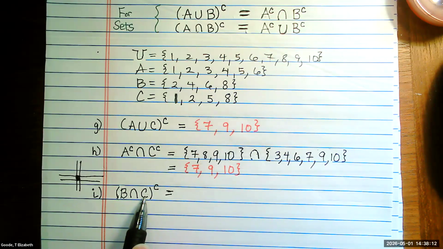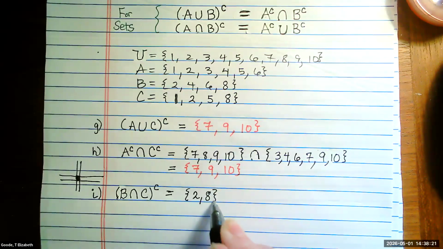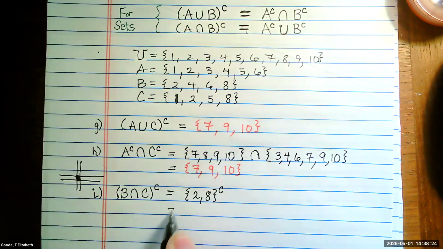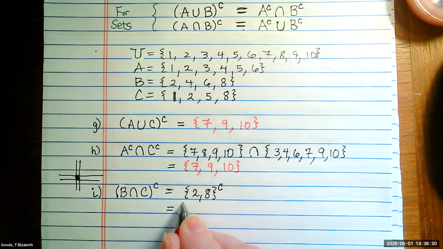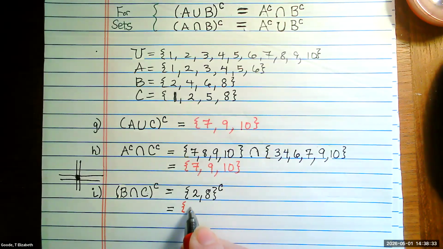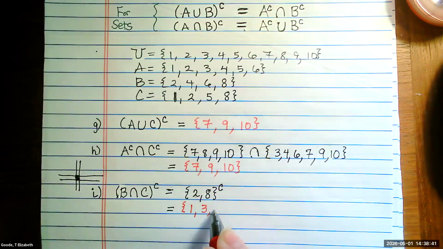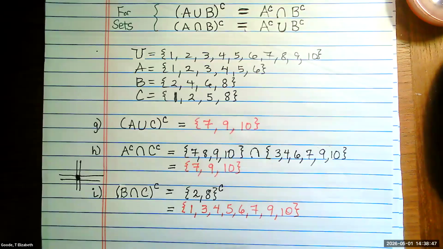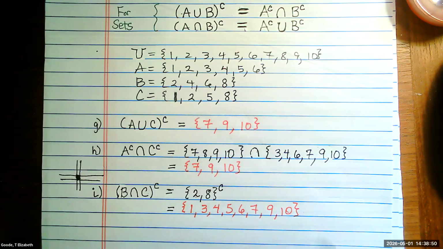First we have to find B intersect C, and B intersects C at 2 and 8. Very good. And now we'll find the complement of that: everything in the universe that's not in here. So it's going to be a big set: 1, 3, 4, 5, 6, 7, 9, and 10. Perfect. That is B intersect C quantity complement.